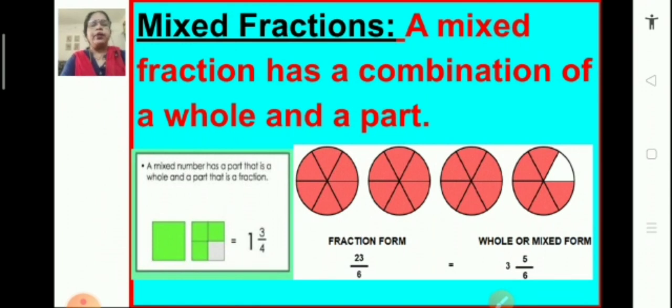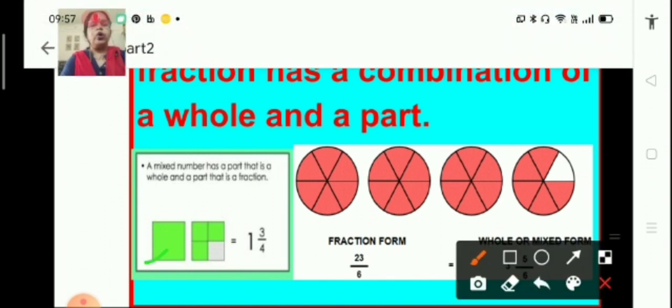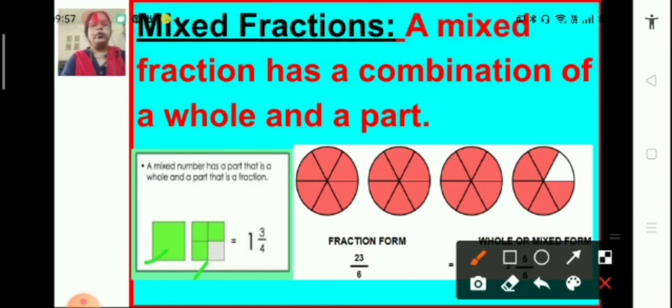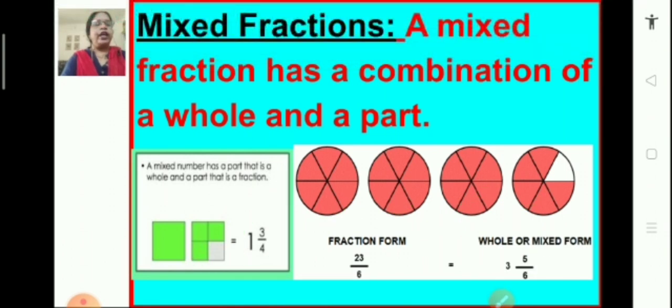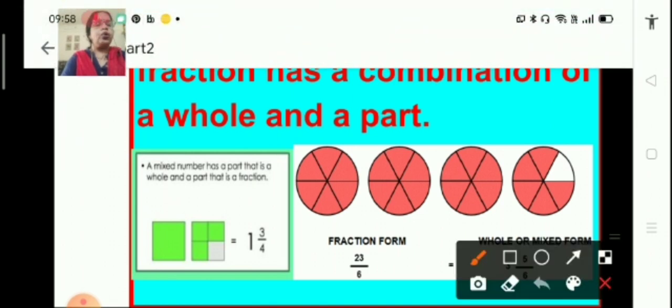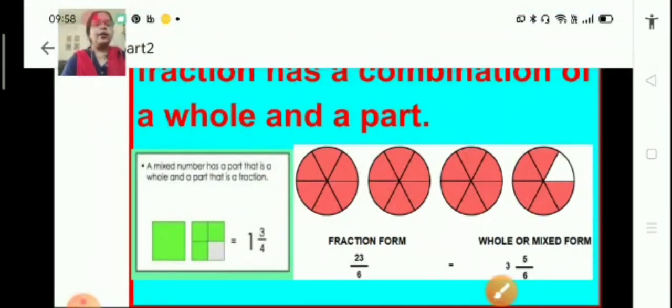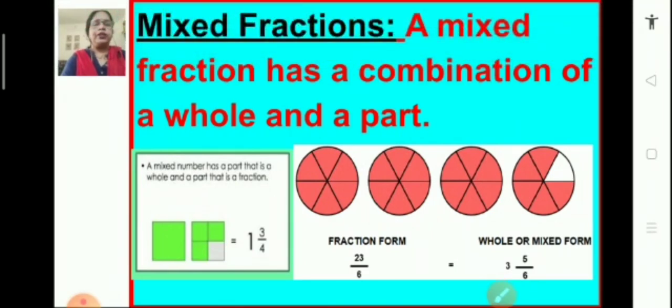Here we have one example where there is 1 whole and 3/4. That means it is 1 3/4. This is a mixed fraction. In the second picture, we have 3 whole parts and 5/6 of a fraction. So what will be the mixed fraction for this? It will be 3 5/6. 3 represents whole part and 5/6 represents the fractional part.